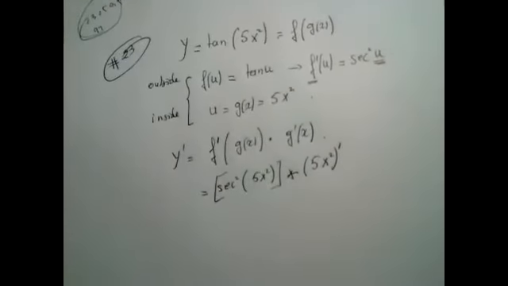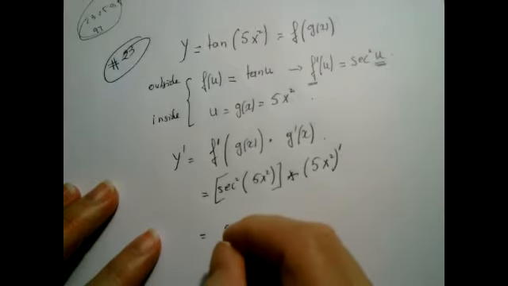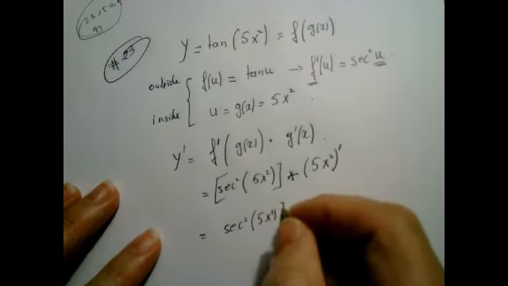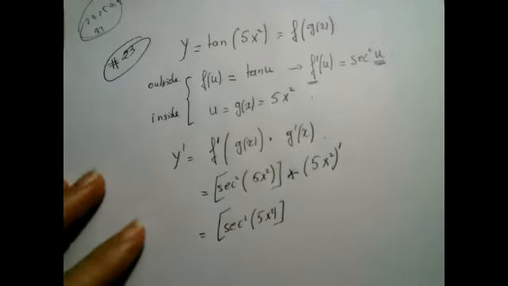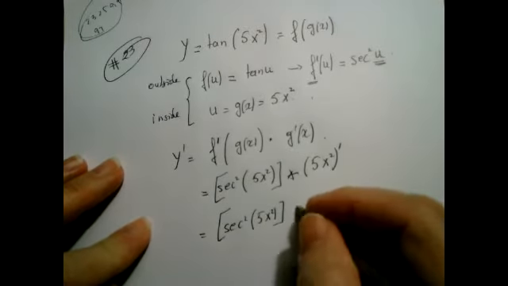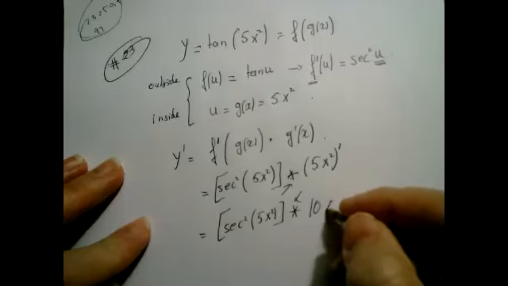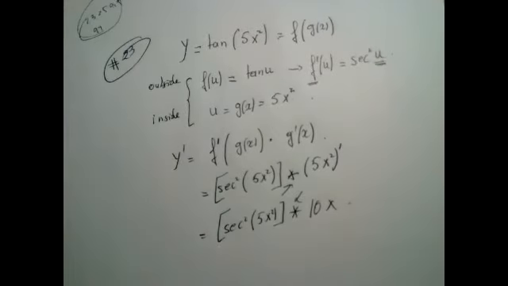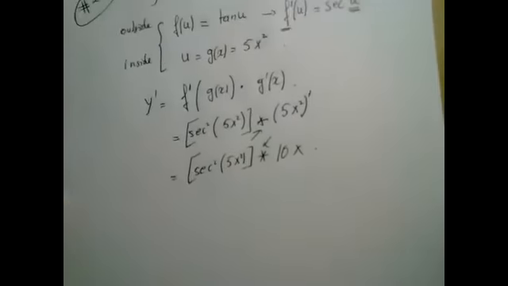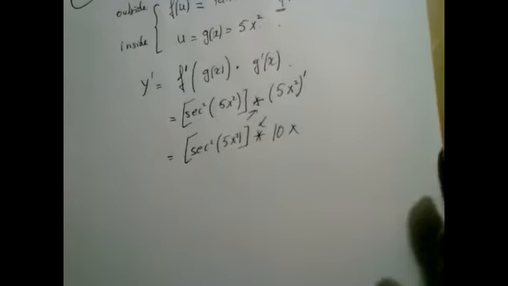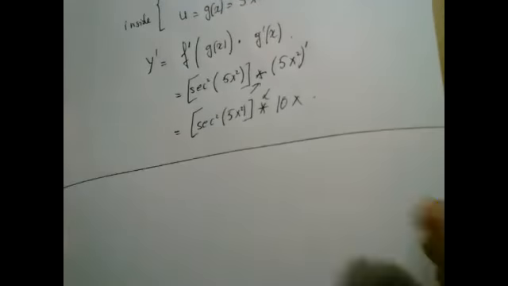And now we're basically done. So it's secant squared of 5x squared. Never forget the parentheses or it will be very confusing. Times, because the chain rule multiplies two derivatives, 10x. Okay, so let's look at your other problem. I try to go in order, and number 25.